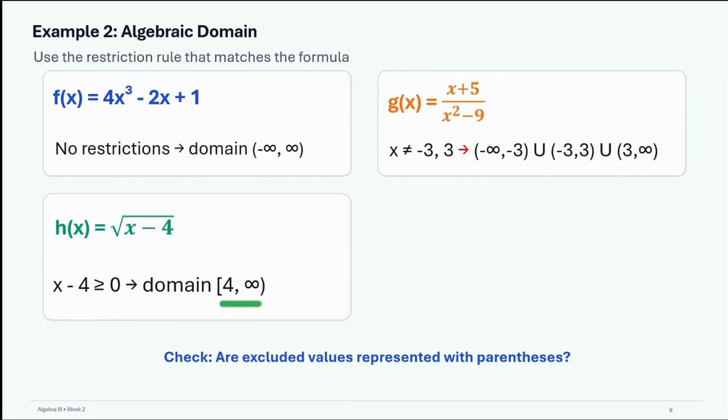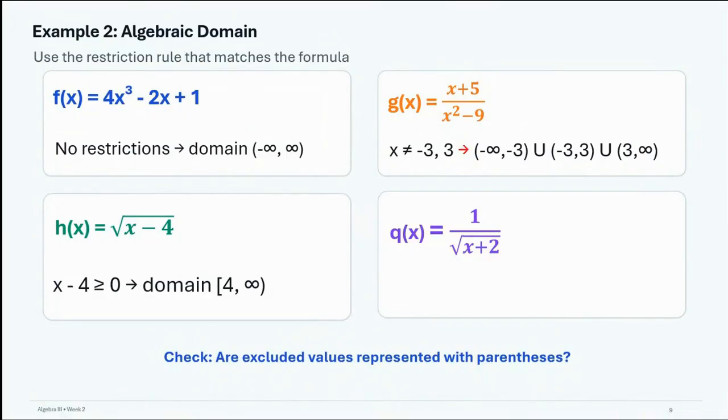So good job. If you got something different, go back and look and see what you did wrong. You should have taken x minus 4, set it greater than or equal to 0. Solve for x. You just have to add 4 to both sides. So x is greater than or equal to 4, and that's how you'd write the domain. All right, let's take another one here. Work this, put this in the chat.